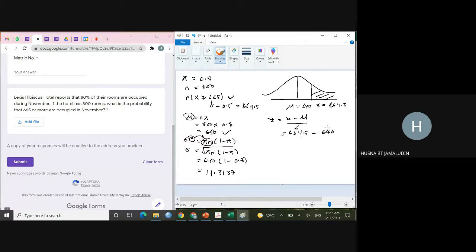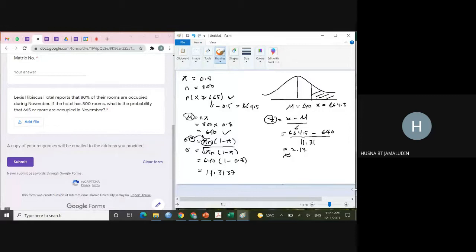640. And then, what else? Right. What is your sigma? 11.31. So what will you get? 2.17. So this is your Z value. We are looking for probability or area under the curves. So you have to refer to your Z table, okay?